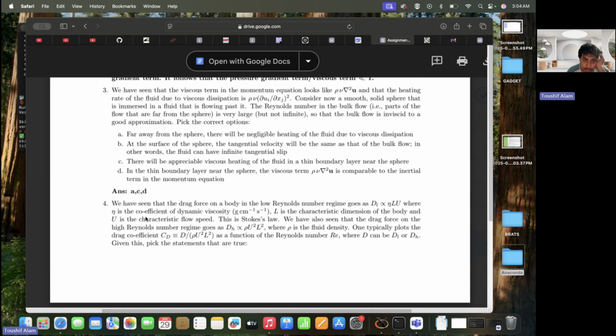The next question, we have seen that the drag force on a body in the low Reynolds number regime goes as D_L proportional to eta L U, where eta is the coefficient of dynamic viscosity, as we have discussed earlier. L is the characteristic dimension of the body, and U is the characteristic fluid speed. This is Stokes' law. We have also seen that the drag force in the high Reynolds number regime goes as D_H proportional to rho U square L square, where rho is the fluid density. One typically plots the drag coefficient CD, equivalent to D by rho U square L square, as a function of the Reynolds number. Now D can be D_L or D_H. Given this, pick the statements that are true.